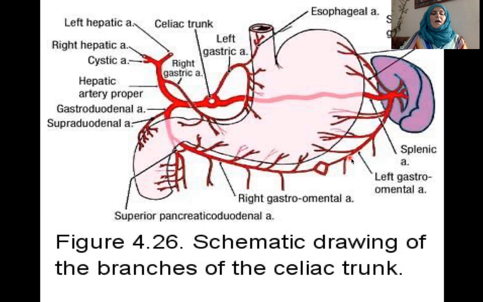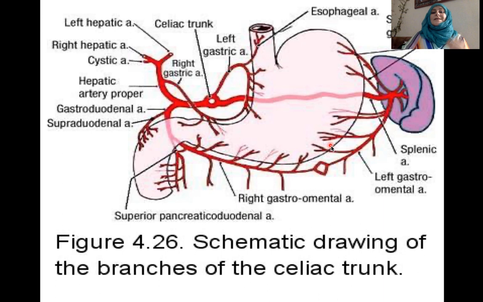Gastroepiploic artery: I have a left gastroepiploic, arising from the splenic artery. Like I said, left and the right gastroepiploic, arising from the gastroduodenal artery. So these two, right and left gastroepiploic arteries, will anastomose, and of course will be along the whole greater curvature of the stomach and anastomose there.